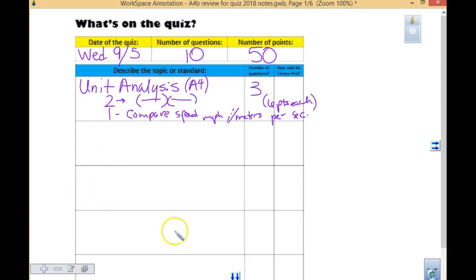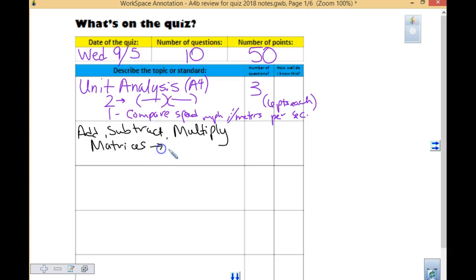The next thing that you are going to see is you are going to be asked to add, subtract, multiply, what? Matrices. If you can't, you got to tell us why. If you can't add, if you can't subtract, if you can't multiply, you got to give me the reason why it's undefined. There are 4 questions, 5 points each.